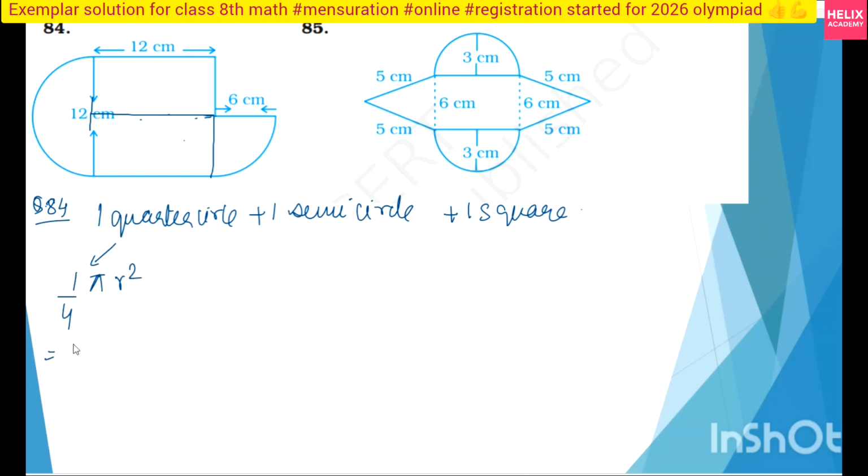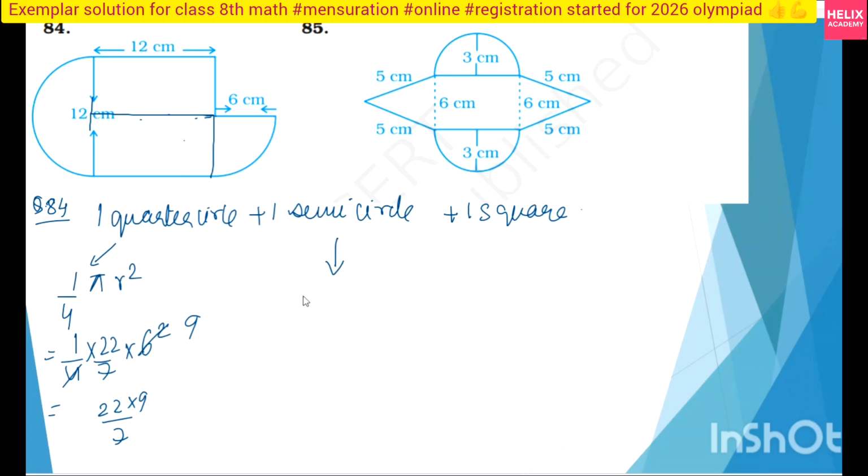So r is your 6. So 1 upon 4 into 22 by 7 into r square, where r square is 6 square, right? So it will be 36. 6 sixes are 36. So 36 will be counted 4 times and 9 times, right? So what we will have is 22 into 9 by 7.